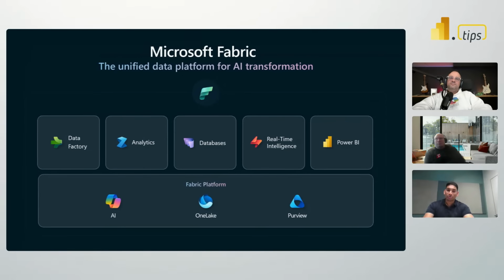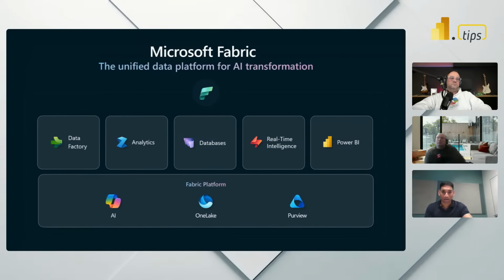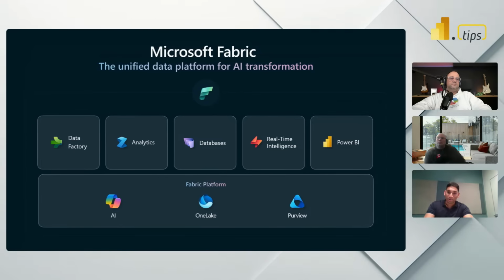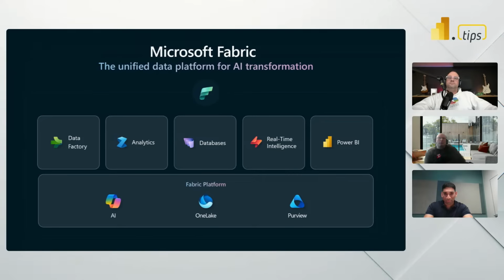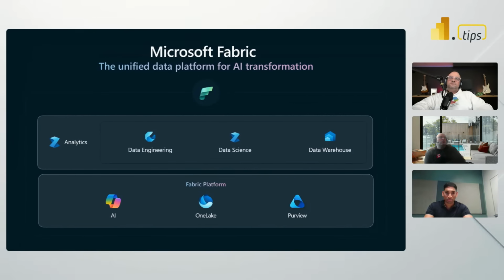So just to set some context before we dive right in. Fabric, as you all know, is the unified SaaS analytics platform. It has different workloads and engines, Data Factory, analytics, databases, RTI, and Power BI. Today, we'll be focusing primarily on Spark workloads, which powers the data engineering and data science workloads within the analytics suite.